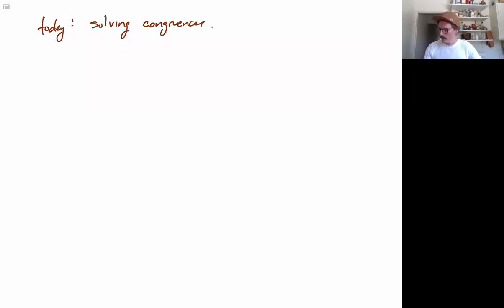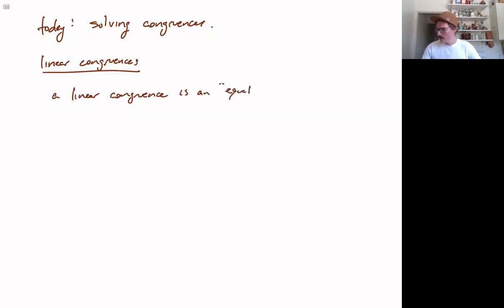We will start with a fairly simple case of linear congruences. So what are these? A linear congruence is an equation or congruence of the form ax is congruent to b mod m.